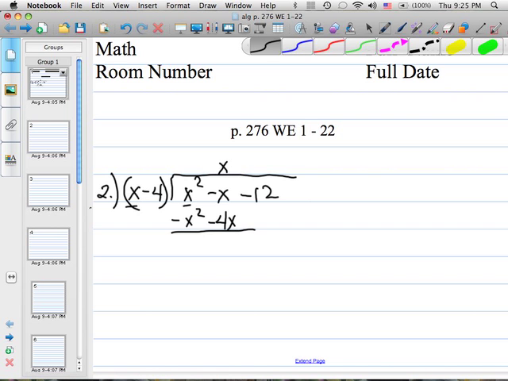Subtract, change your signs. So we get 3x, negative x plus 4x, 3x, bring down the next term. To get x to be 3x, we need to multiply by a positive 3. So take 3 times x, we get 3x. 3 times negative 4 is negative 12. Subtract, and we get a remainder of 0. So our answer is x plus 3.